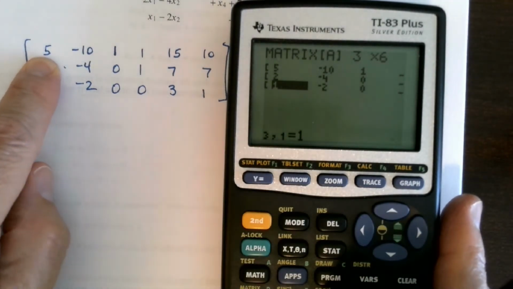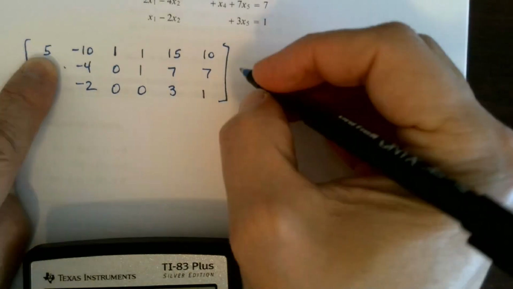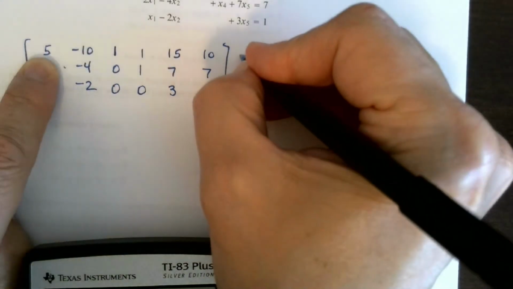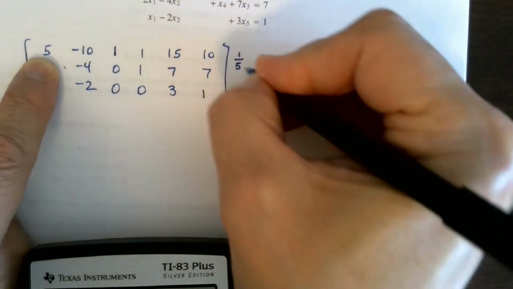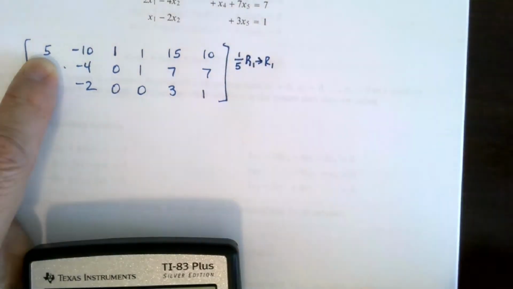Okay, so I need to get a leading 1 here. How can I do that? Well, what I'm going to do is multiply by the reciprocal. The reciprocal of 5 is what? 1/5. So I'm going to take, here's one way of doing the notation, 1/5 times row 1, and I'm going to replace row 1 with that result.